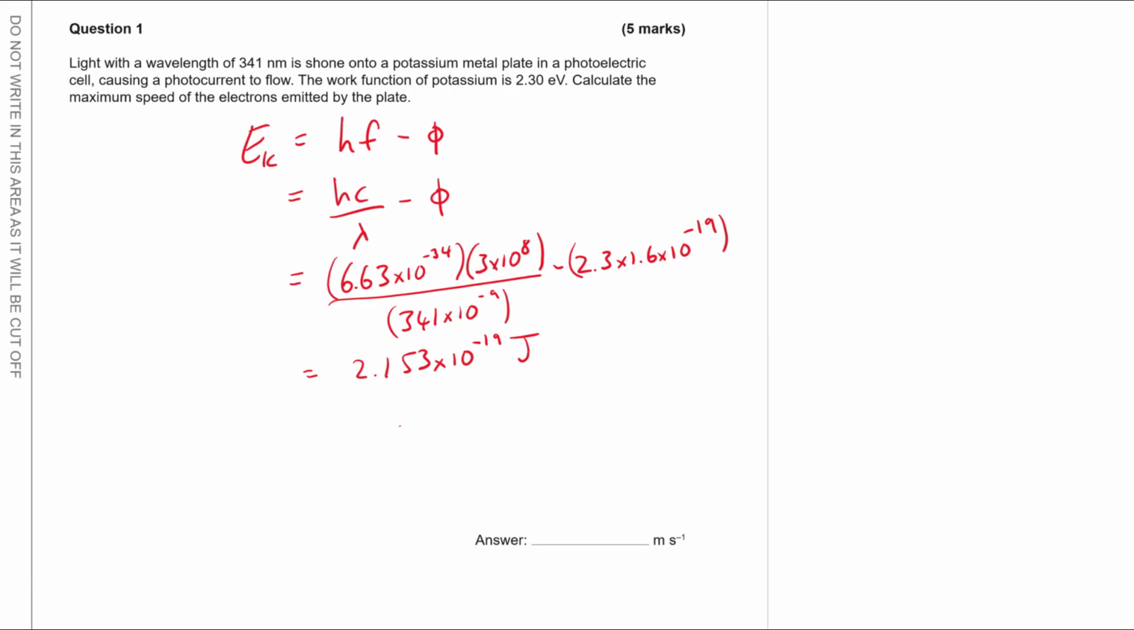Now what I want to do is convert this energy into the velocity of the electrons. So the rearranged version of the kinetic energy equation looks like this. And now I just sub in. And once I've done that, I end up getting 6.87 times 10 to the 5 meters per second. All right.